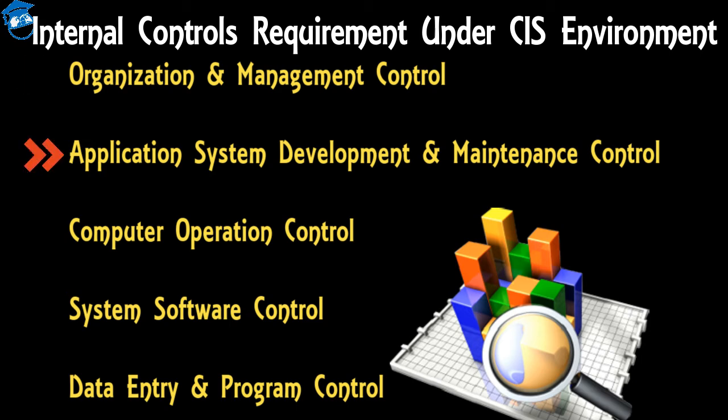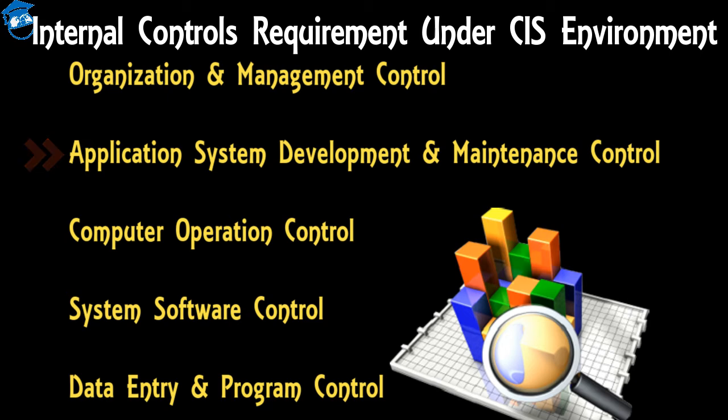Next, the application systems development and maintenance control. Here the controls are designed to provide reasonable assurance. Reasonable assurance about what? That the systems are developed and maintained in an authorized and efficient manner, in order to establish your control over testing, conversion, implementation, and documentation of the new or revised system, all the changes made in the application system, access to all those system documentation, and acquisition of any application system from third parties. All these things are covered under application systems development and maintenance control.